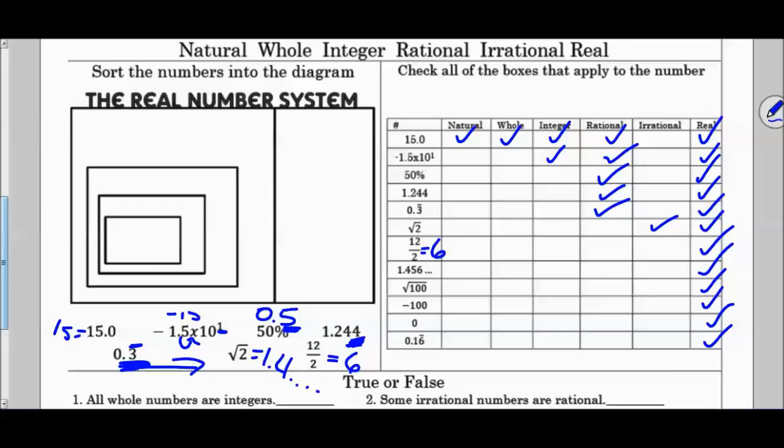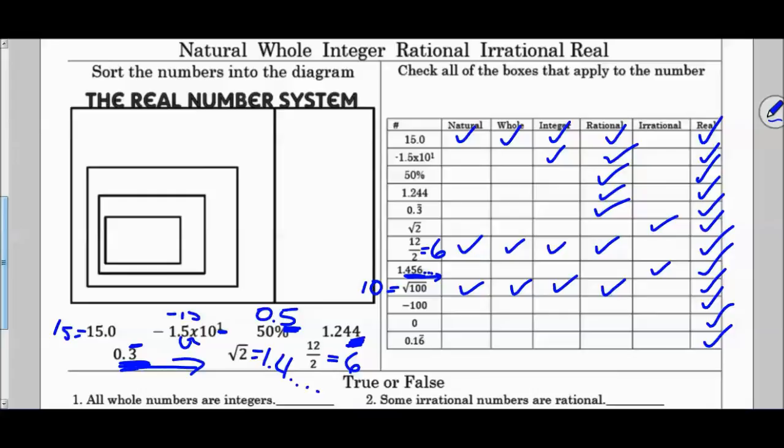So 12 divided by 2 is 6. That's natural. If it's natural, it's also the next 3. 1.456 going on forever. Not repeating. There's no repetition there, but it is going on forever. That's an irrational number. The square root of 100 is really just the number 10. That's a natural number. So it's also whole, integer, and rational.